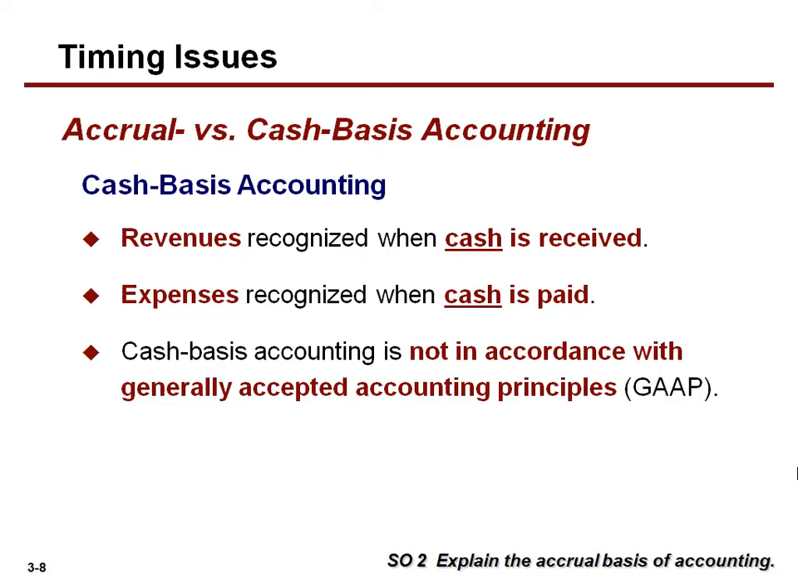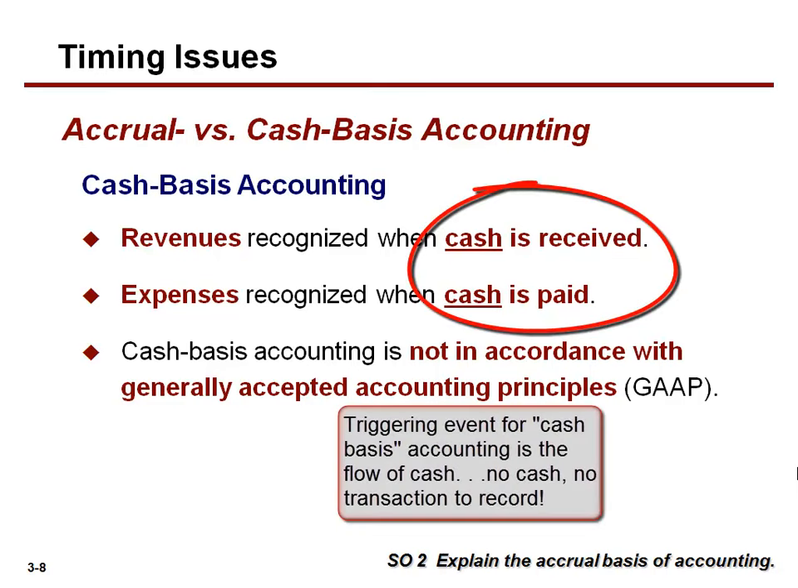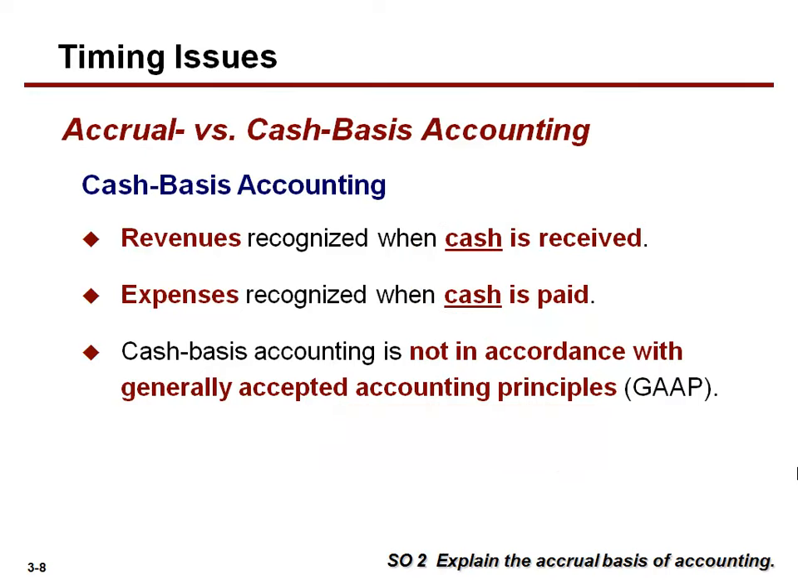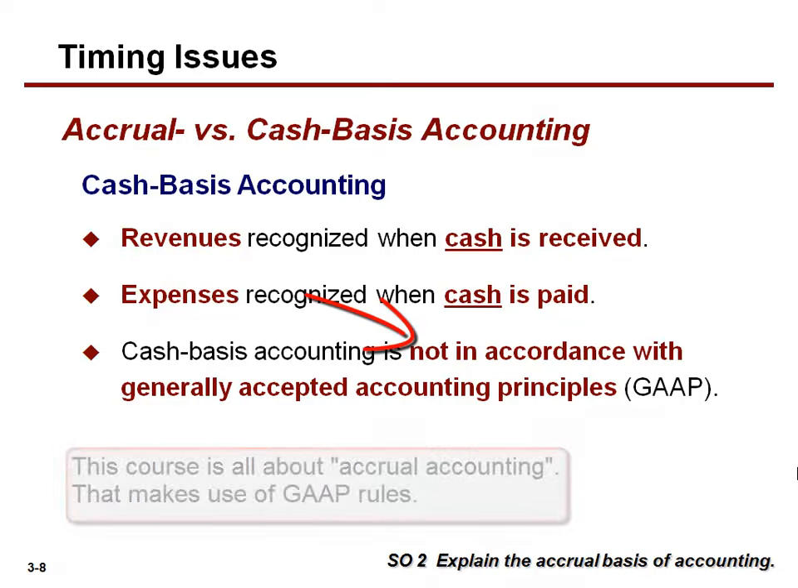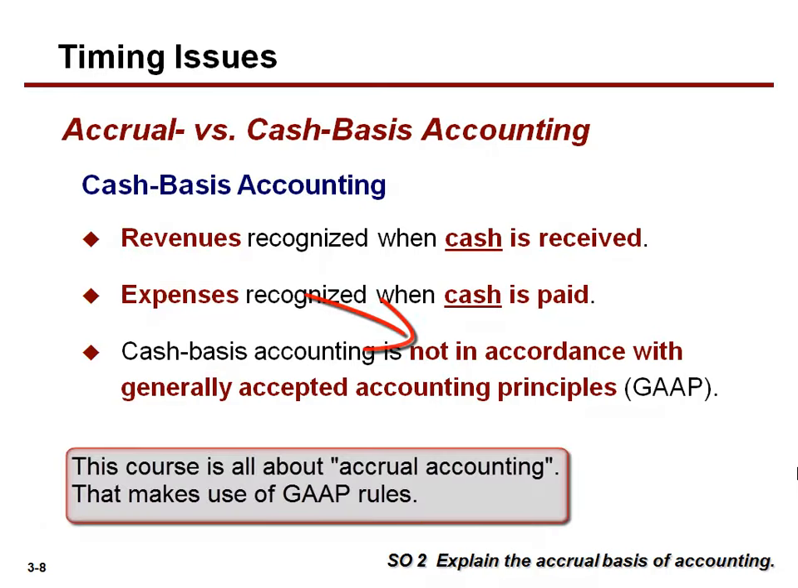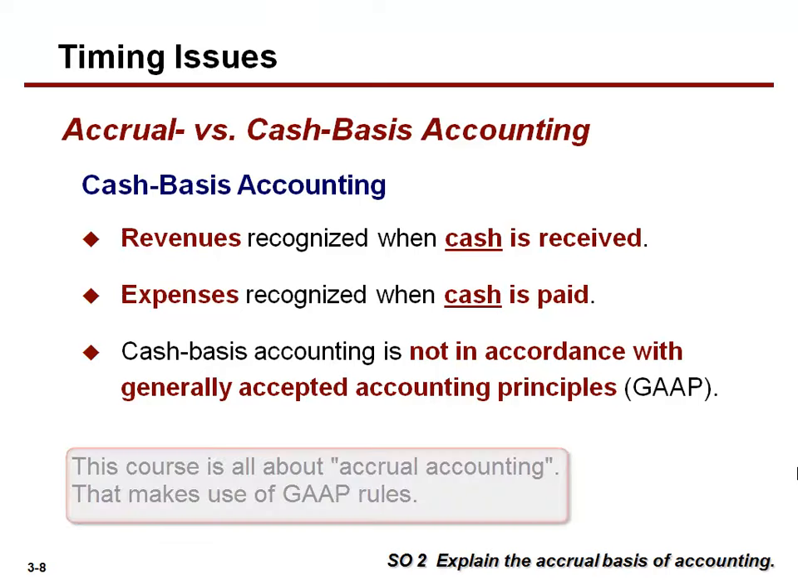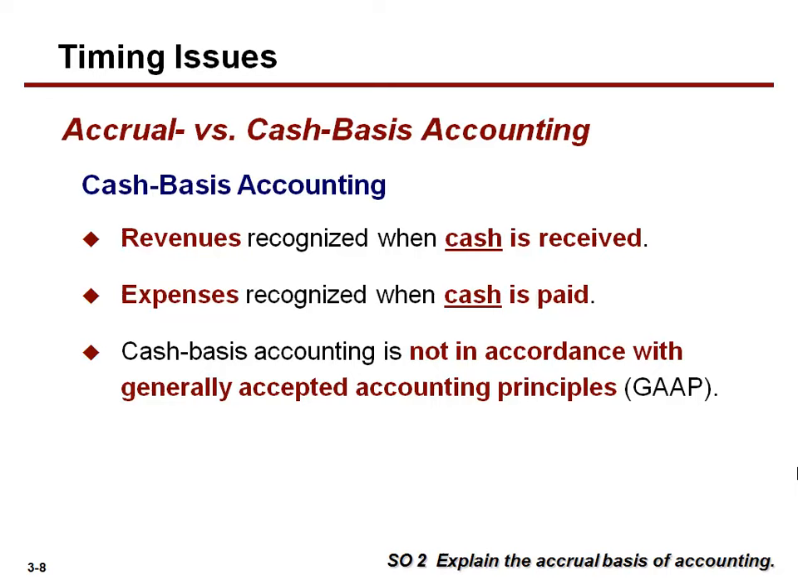This contrasts with cash-based accounting, which entirely relies upon the receipt of cash or payment of cash to occur before a revenue or expense transaction is recognized, recorded in the books. Cash-based accounting, as noted, is not in accordance with generally accepted accounting principles. GAAP, as we recall, are the rules and procedures that accountants must comply with to pull off financial statements that are properly stated and not misleading.